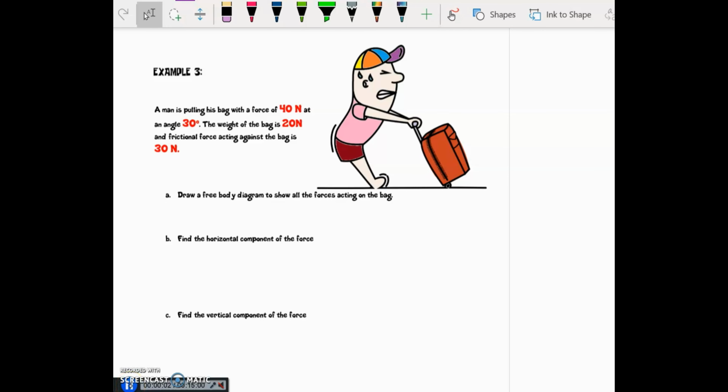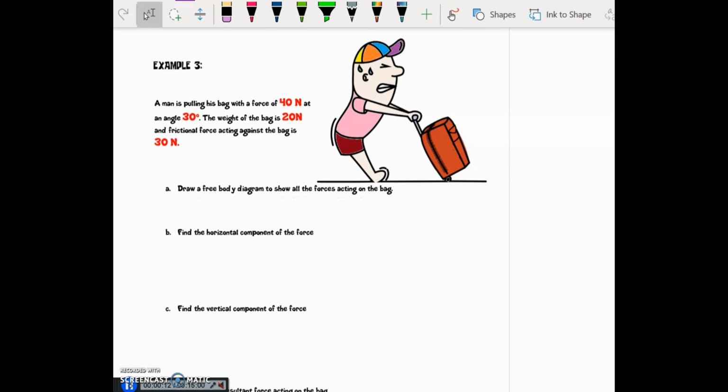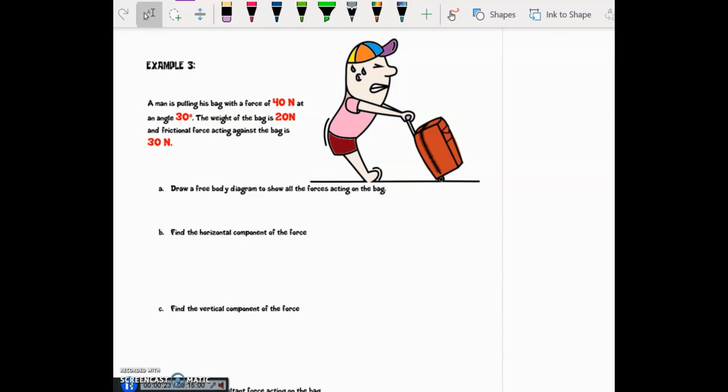Okay, so for part 3 of video 1.2, resolution of forces, we are going to look at two more examples which involve a combination of 1.1, resultant force, and 1.2, resolution of force. So the questions will be a bit trickier, but it's still not that difficult.